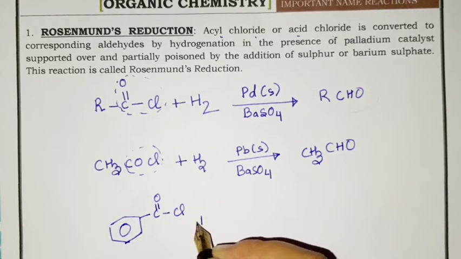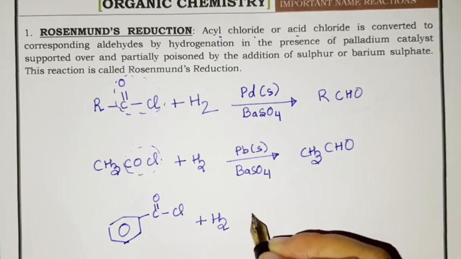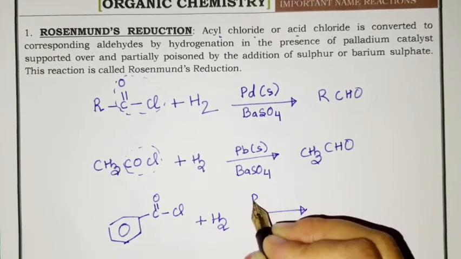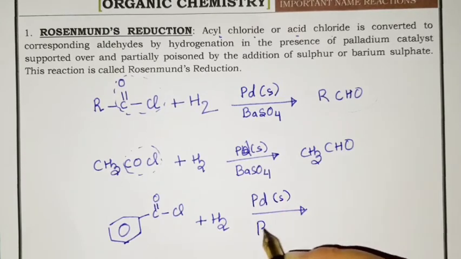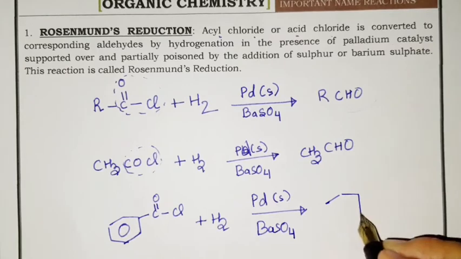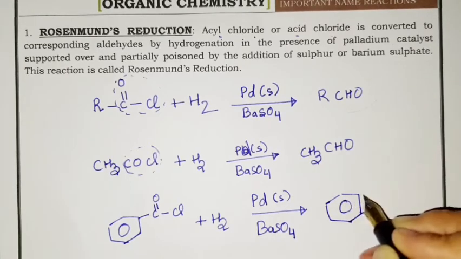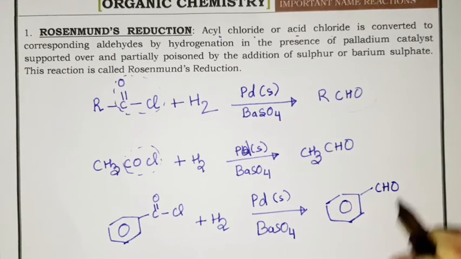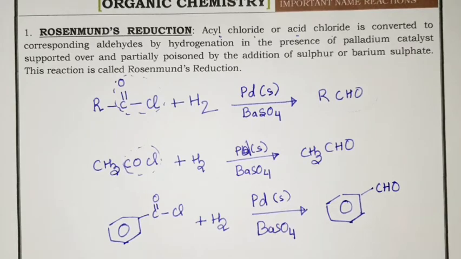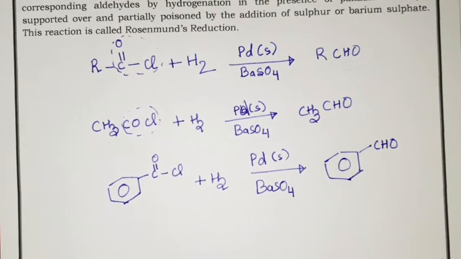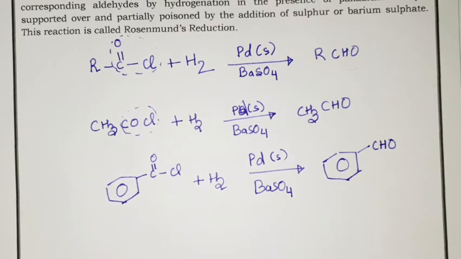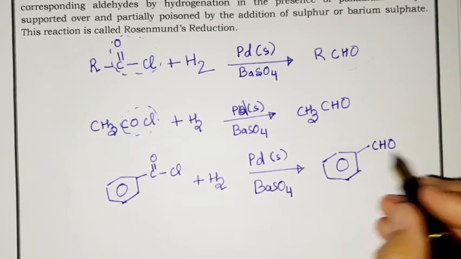Similarly, if we have this one, and you do the hydrogenation reaction again using palladium as catalyst and barium sulfate as poison, again your COCl will get converted to CHO group. So you will get benzaldehyde. Whatever alkyl group is present, the change takes place only in COCl to the CHO group.